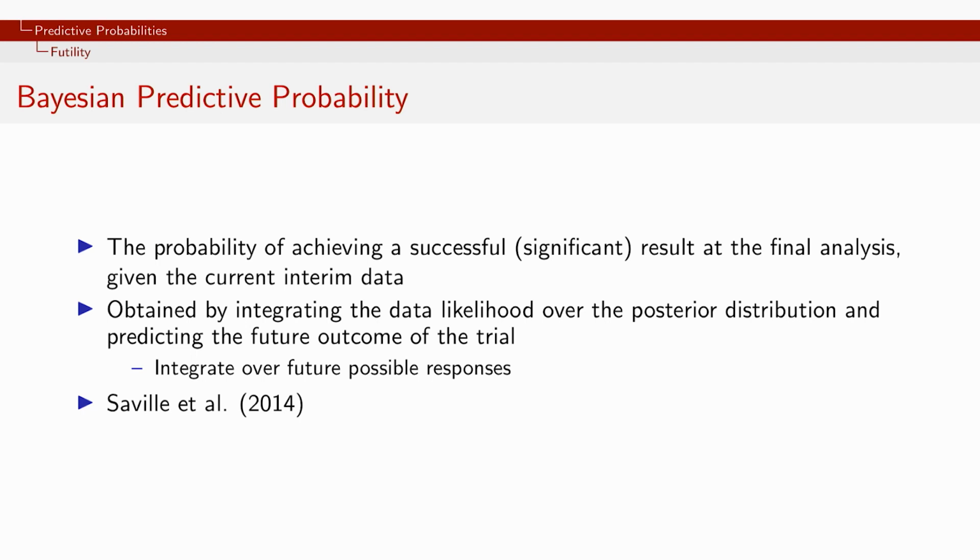This is obtained by integrating the data likelihood over the posterior distribution and predicting the future outcome of the trial. This is done by integrating over all future possible responses. There's a paper that I wrote back in 2014 on clinical trials that I recommend for further background on this.